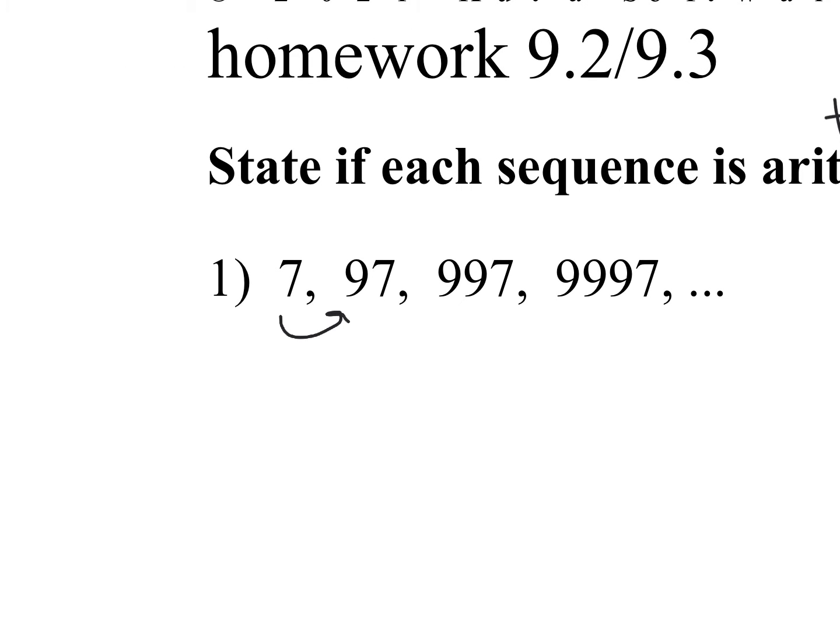So what are we adding to get from 7 to 97? 90. Are we adding 90 to get from 97 to 997? No. So it's not arithmetic. Now let's check geometric. What are we multiplying to get from 7 to 97? We could do 97 divided by 7, which I don't think it simplifies. But are we multiplying the same thing to get from 97 to 997? No. So is this arithmetic, geometric, or neither? Neither.